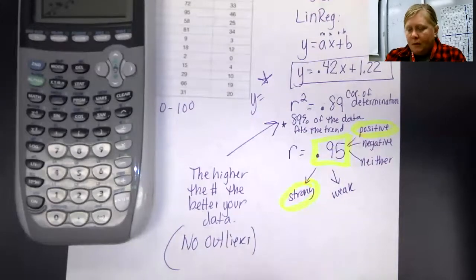Okay. So you're going to be doing the same thing, but with another set of data with ice cream sales. You're going to do it by hand, and then you're going to do it on the calculator. Okay. All right. Have fun.